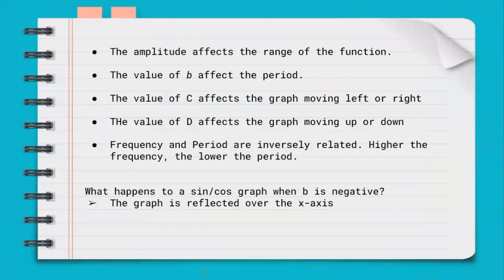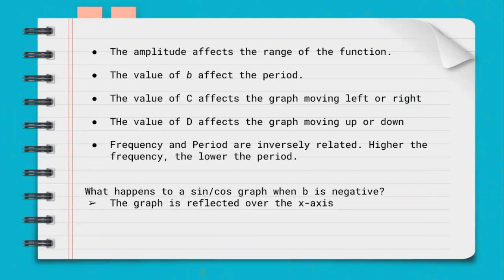So before actually graphing these functions, we have to understand exactly how A, B, C, and D affect the sine and cosine waves. The amplitude, the A value, affects the range of the function. So the height of the function, the maximum and the minimum values, varies as amplitude changes. The B value affects the period, and the C value affects the wave moving left or right, and the D affects the graph moving upwards or downwards.